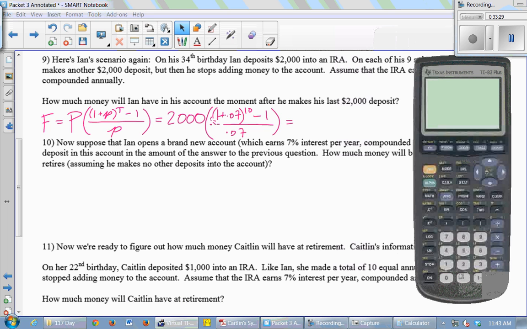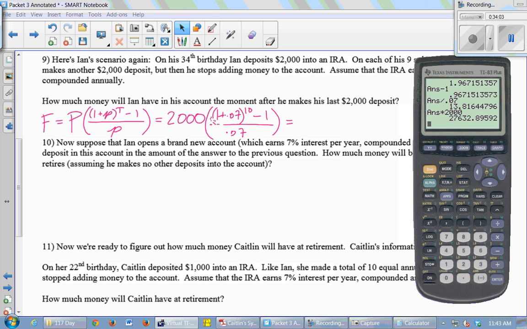All right, so let's see how much money he has when he turns 43, right? After his 10 investments. So I'm going to work inside the parentheses first. I add my 1 and my 0.07, and I get 1.07. Then I do the exponent raised to the 10th. Then I subtract 1. Divide by 0.07. And then I multiply by 2,000.